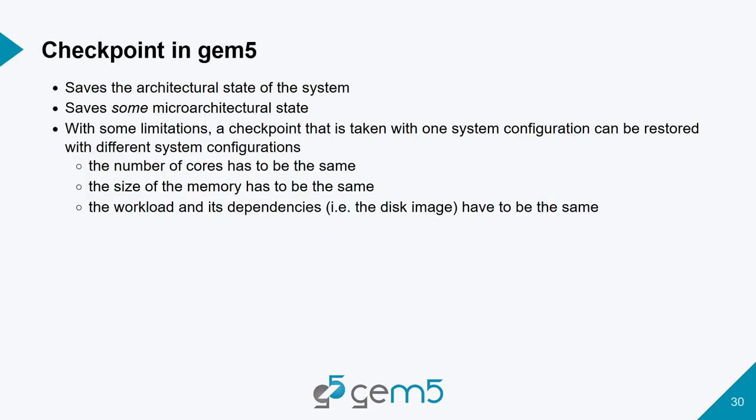A checkpoint in gem5 saves the architectural state of the system. It saves some microarchitectural state with some limitations. A checkpoint that is taken with one system configuration can be restored with different system configurations. The limitations include that the number of cores has to be the same, the size of the memory has to be the same, and the workload and all its dependencies, including the disk image, have to be the same.